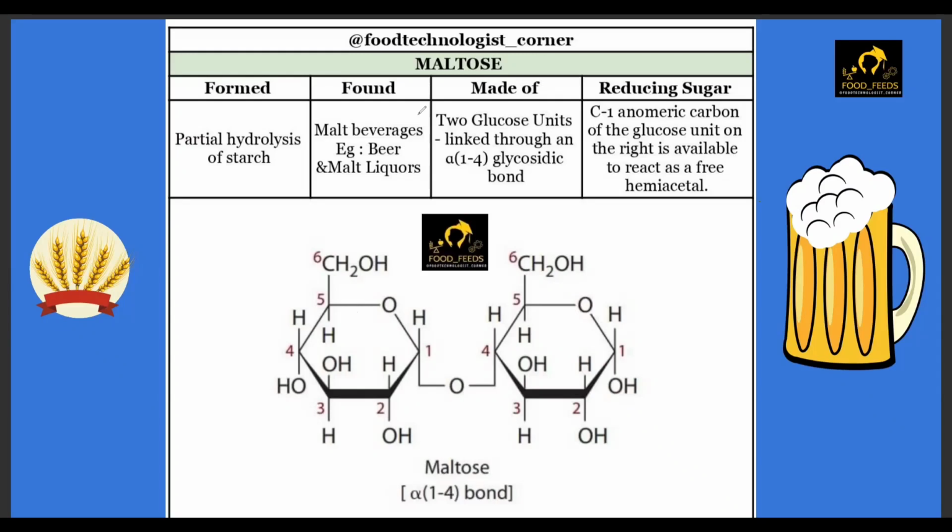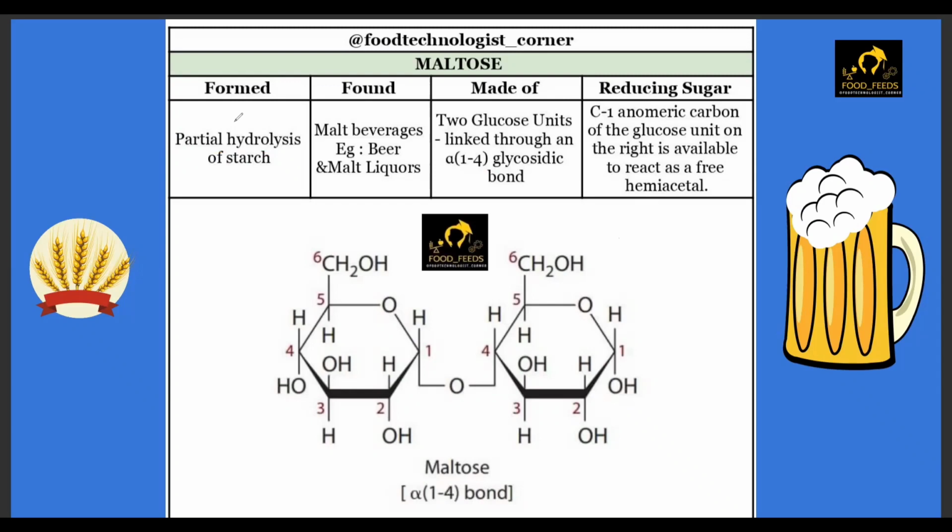So let's start with maltose, which is a disaccharide. This is just a format which you can use for making notes, which will be easy to understand as well as quick to learn. I have given a format where you can include the structure of maltose, how they are formed, their source, and the exact linkage point, which is a major part of MCQs, and whether they are reducing sugar or non-reducing sugar, which is also a part of MCQ questions.